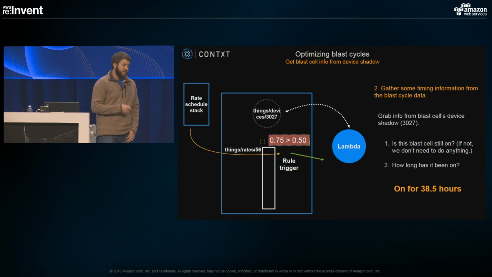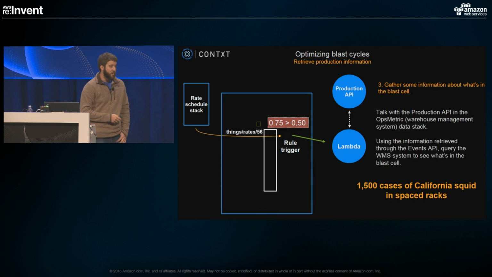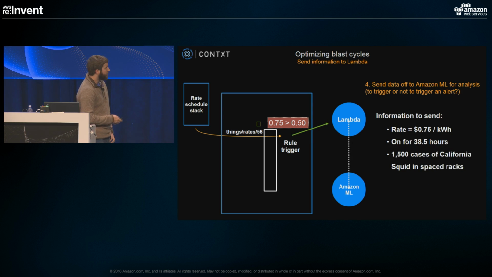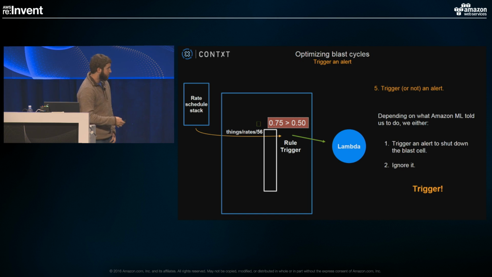So this is kind of going into, I think something got out of order here, but say, just for the example's sake, the blast cell's been on for 38 and a half hours. So it made a decision to say, okay, I want to turn it off. So here, sorry, I forgot that I broke this down. So number 3 is talk to the production API. I've kind of already gone through this. So information we sent off was rate 75 cents per kWh. It was on for 38 and a half hours, and there was 1,500 cases of squid. So we trigger it or ignore it.